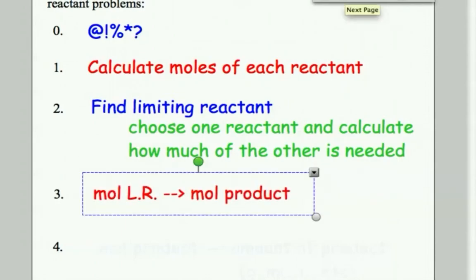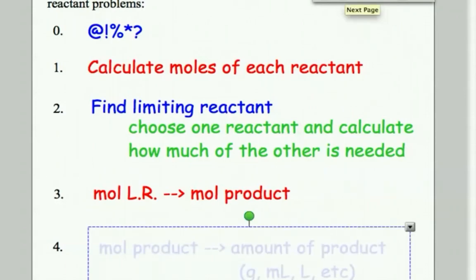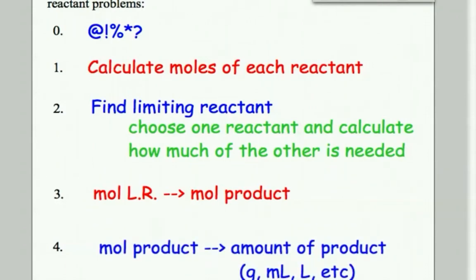Once you know your limiting reactant, you can do moles of limiting reactant to moles of product. And then go from moles of product back to the amount of product in whatever way it's requested. That might be it's requested in grams or milliliters or liters or however the problem wants that amount output. You take your moles of product and go back to your amount of product.